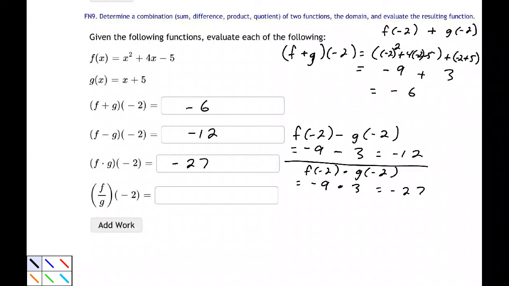Now, finally, f divided by g of negative 2 is the equivalent of saying f of negative 2 divided by g of negative 2. And again, we've already determined that f of negative 2 is negative 9, and g of negative 2 is 3. So this is negative 9 divided by 3, which is negative 3. So f divided by g of negative 2 is negative 3.